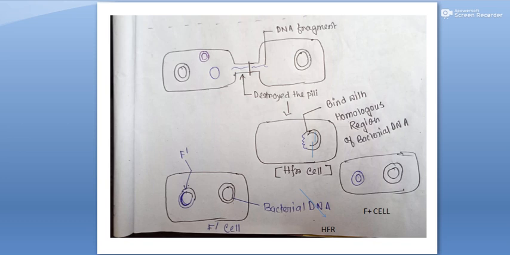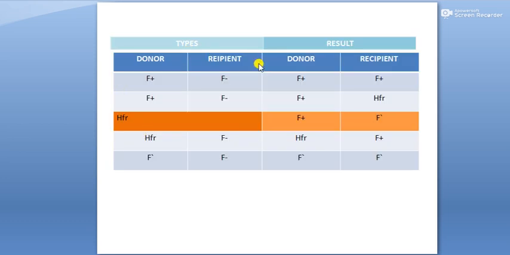Okay. Let's have a look at donor and recipient types and their results. In the case of F plus and F minus conjugation, the donor cells remain F plus, while F minus becomes F plus. And when the donor cell is F plus and the recipient is F minus, there is also a chance that F plus remains F plus and F minus is converted into Hfr, right?